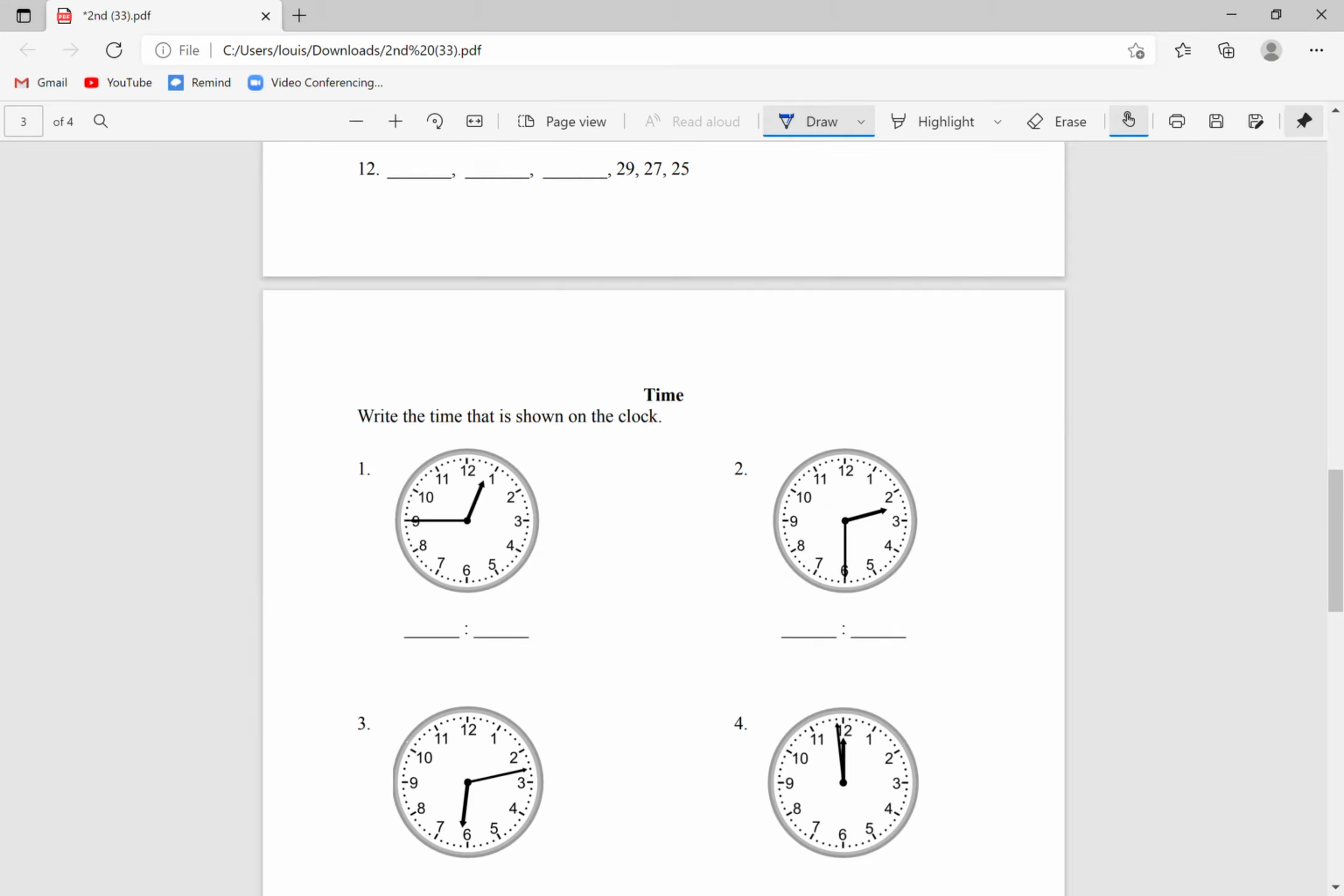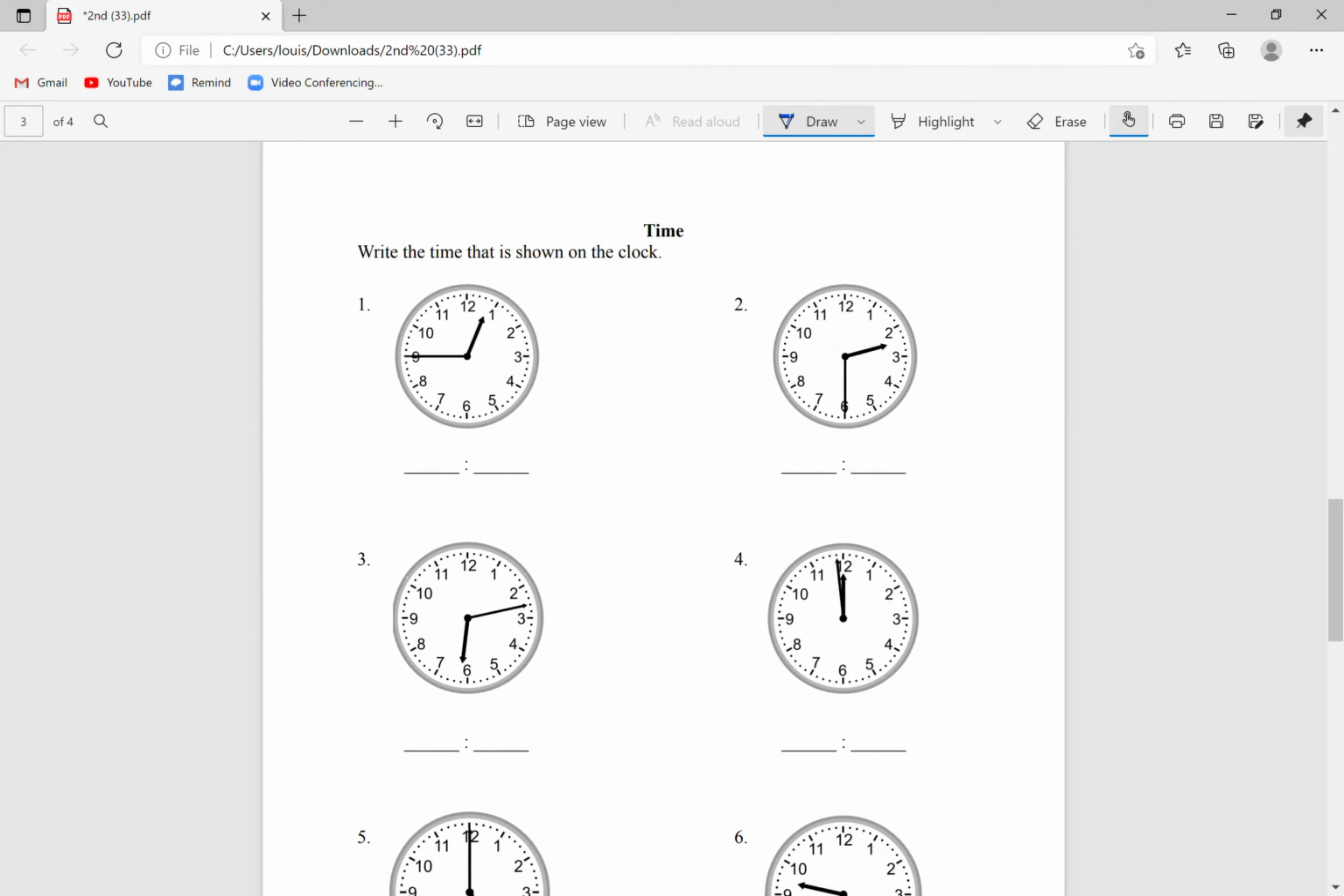Alright, now time. The question asks, write the time that is shown on the clock. Now, we've gone over minute hands and hour hands, in which the hour hand is the smaller hand and the minute hand is the longer one. So let's just try number 1. The clock is written in 5s. Always remember that the clock is written in 5s.